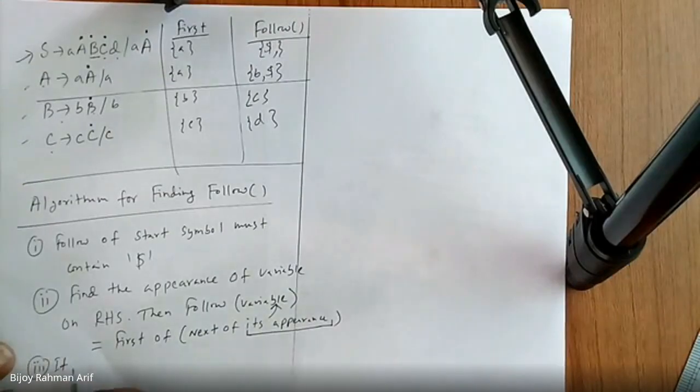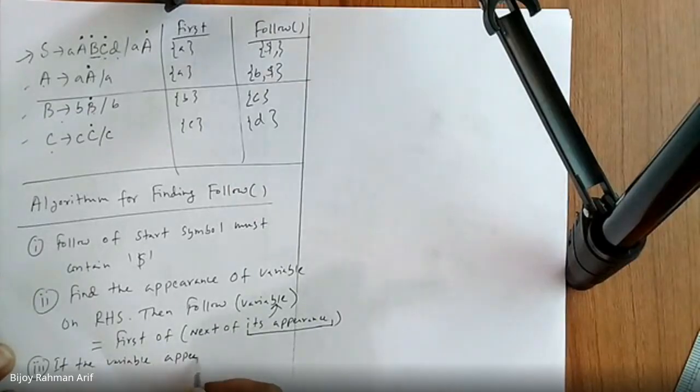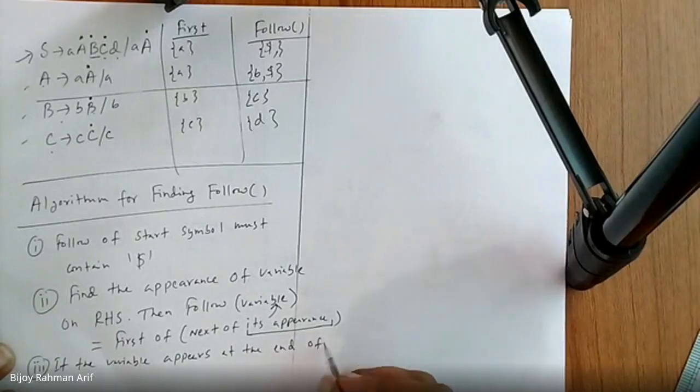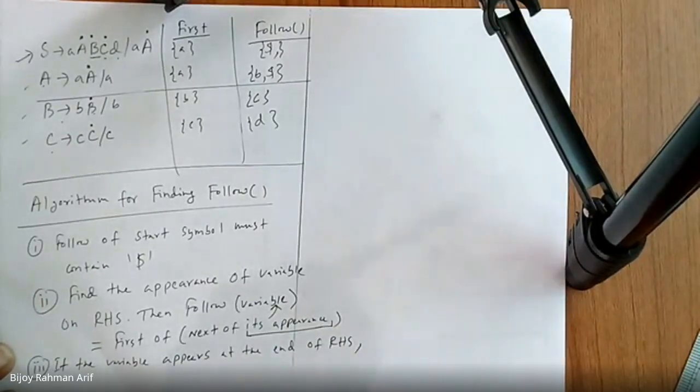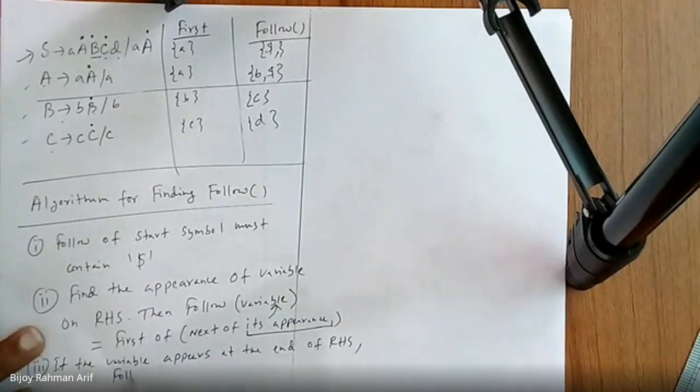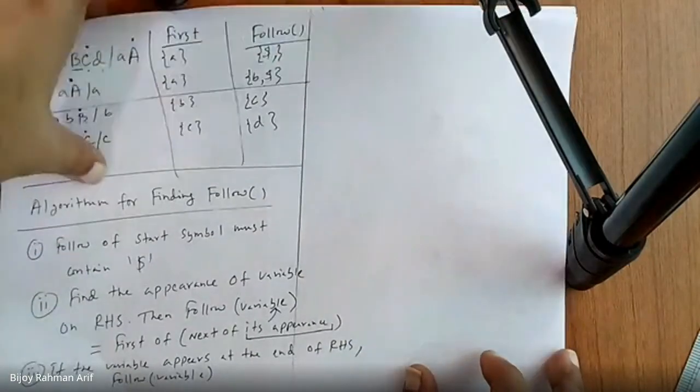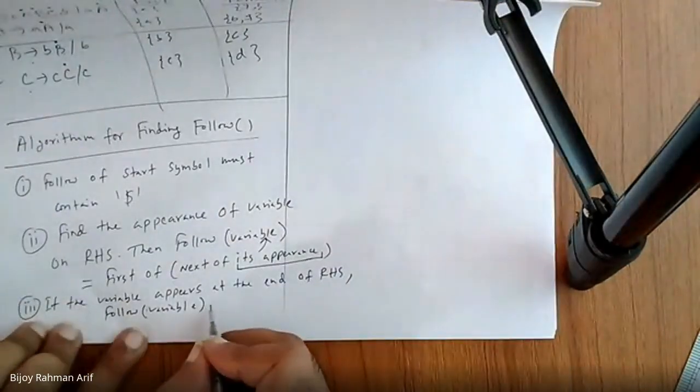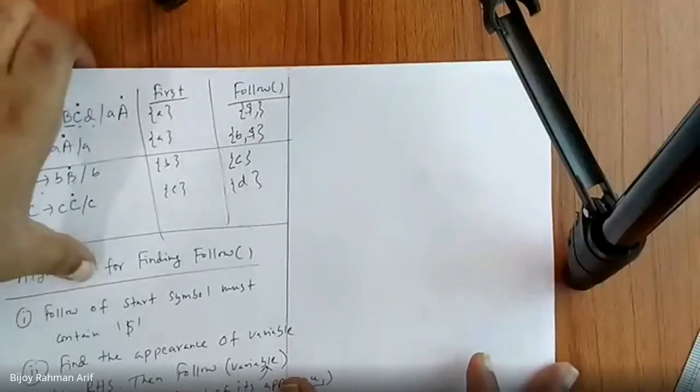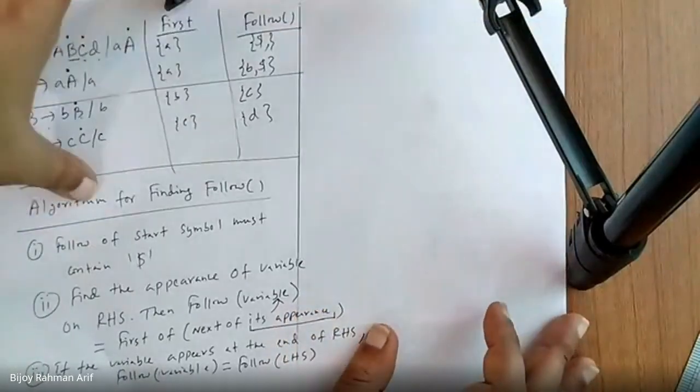If the variable appears at the end of RHS, then follow of variable is nothing but follow of the left hand side, dollar. Follow of the variable. These all the 3 rules are clear to you guys?